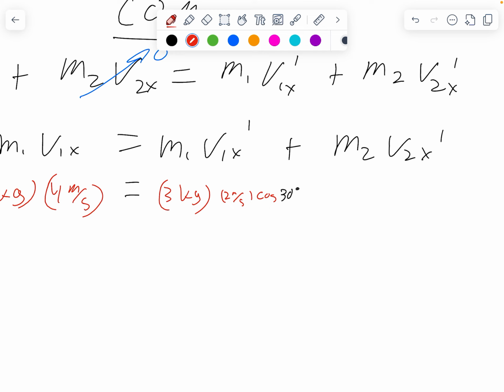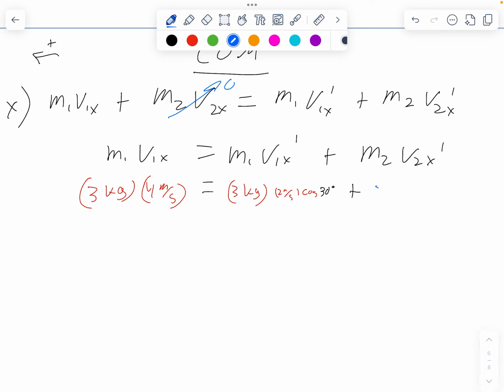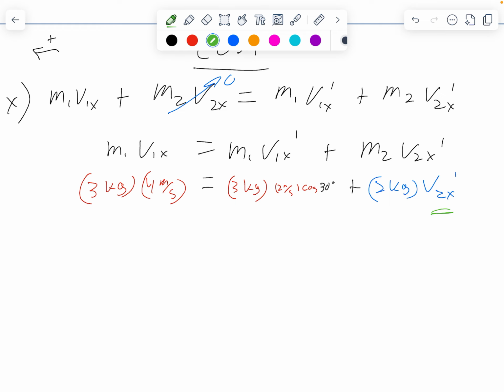For ball number 2 here, I know the mass of ball 2 is 2 kilograms, but I do not know the horizontal or vertical component of its velocity. But if I do a quick scan here, lo and behold, I have everything other than this V2x prime, which means I can solve for it. So I can get something. So let's do it.